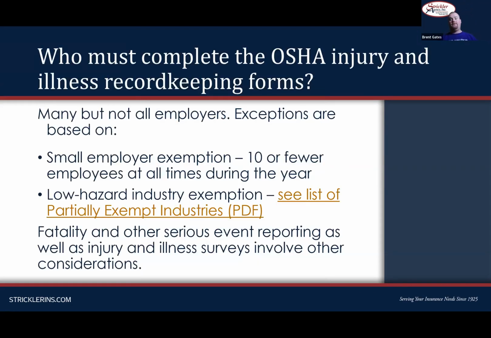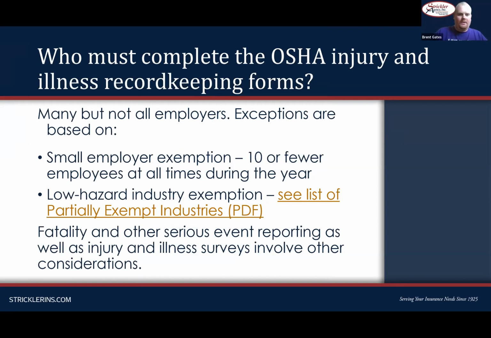So now that we've clarified who needs to report severe injuries and what that process looks like, let's talk about who must complete the OSHA injury and illness record-keeping forms. Those forms come in the form of 3 documents: the OSHA 300 log, the 300A log, and the OSHA 301. And we're going to go through those here in a second.